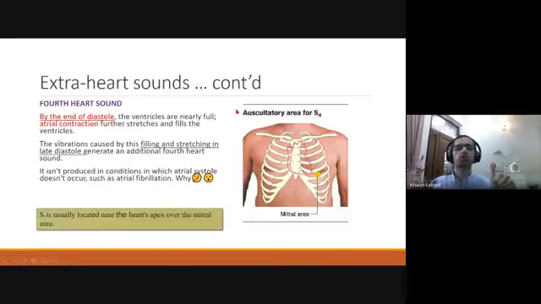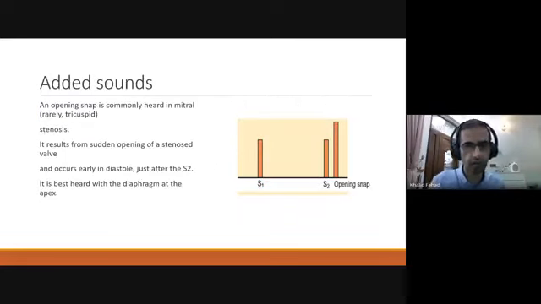So during auscultation, just to recap, you have to know the S1 and the S2, then listen to the extra heart sound in the mitral area, especially for the S3 or S4. Then you have to know if there are any other sounds like snaps or clicks. An opening snap, what we call this term, an opening snap, is commonly heard in the mitral area. What is the mechanism of the opening snap? It results from sudden opening of a stenosed valve.